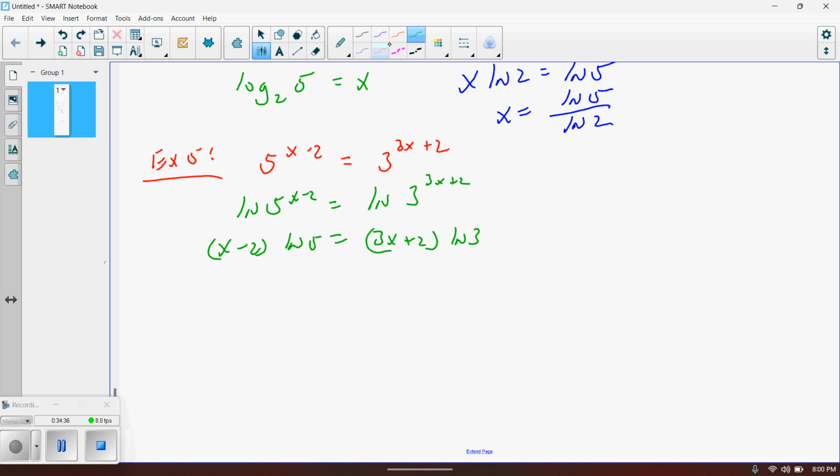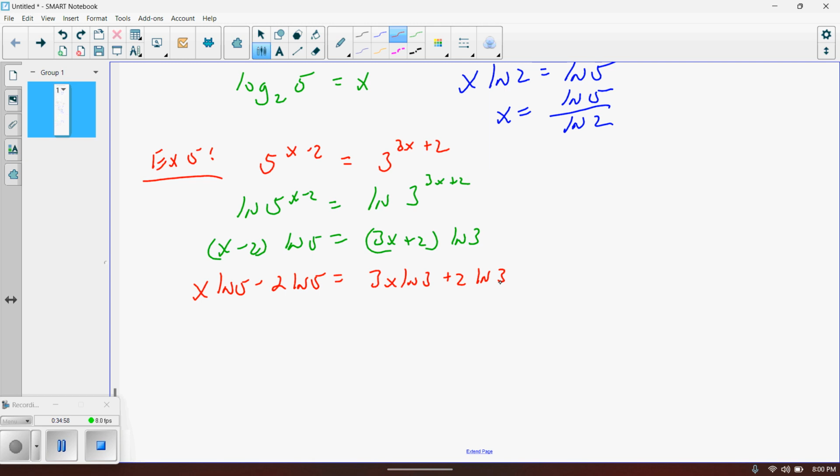So what we have is x ln 5 minus 2 ln 5, just distributing the natural log of 5 throughout. And then we'll have 3x ln 3 plus 2 ln 3, distributing the natural log of 3 on both sides.